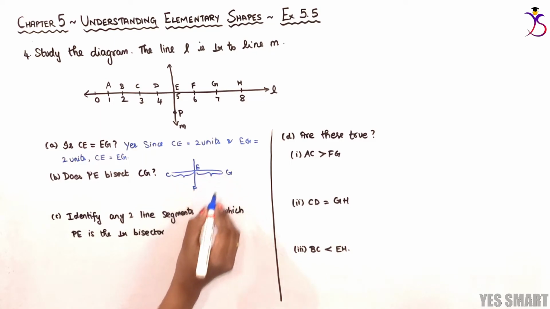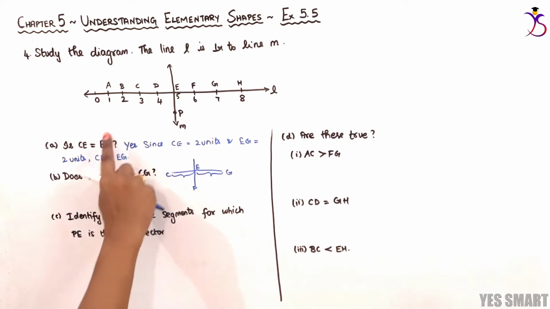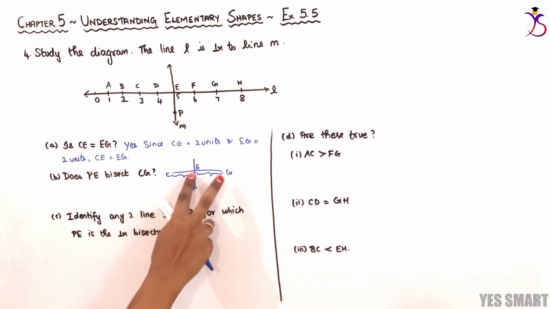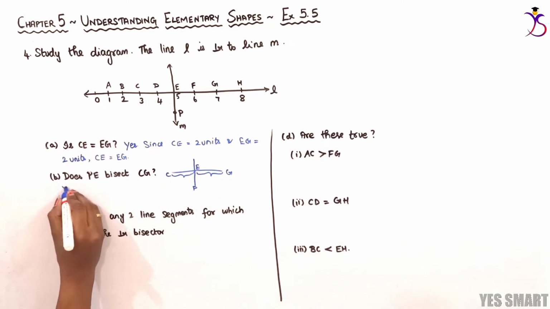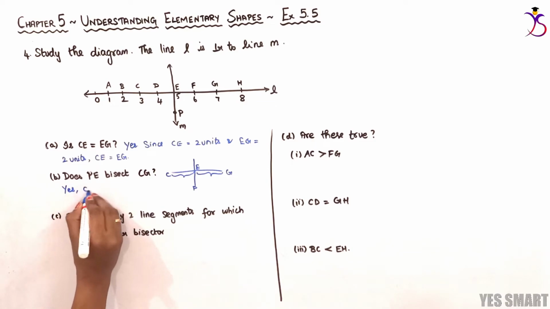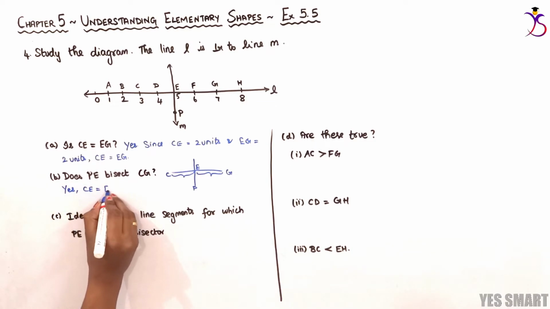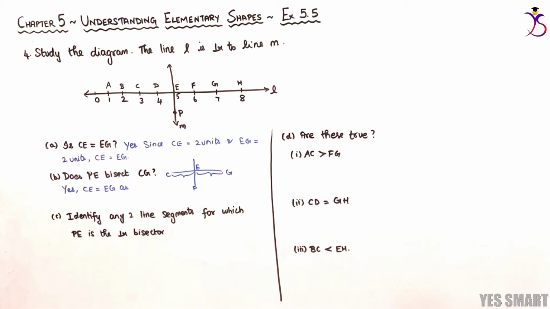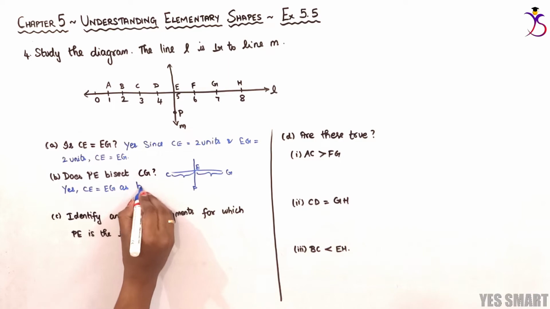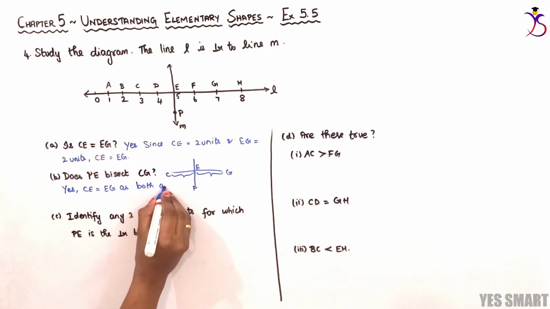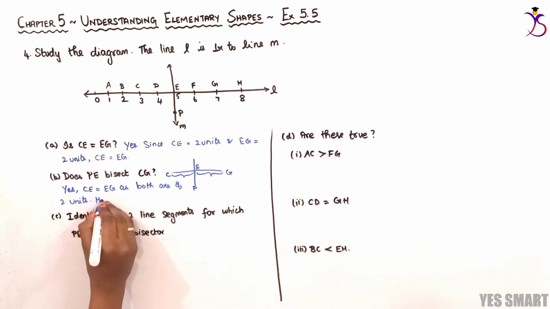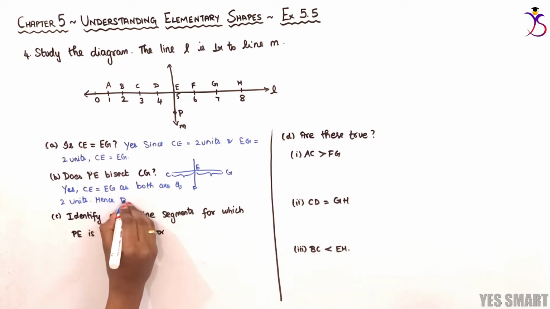So yes, it bisects, because the line segment PE bisects the line segment CEG into two equal halves. The first half CE is 2 units, the second half EG is also 2 units. Therefore, CE equals EG as both are of 2 units. Hence, PE bisects CG.